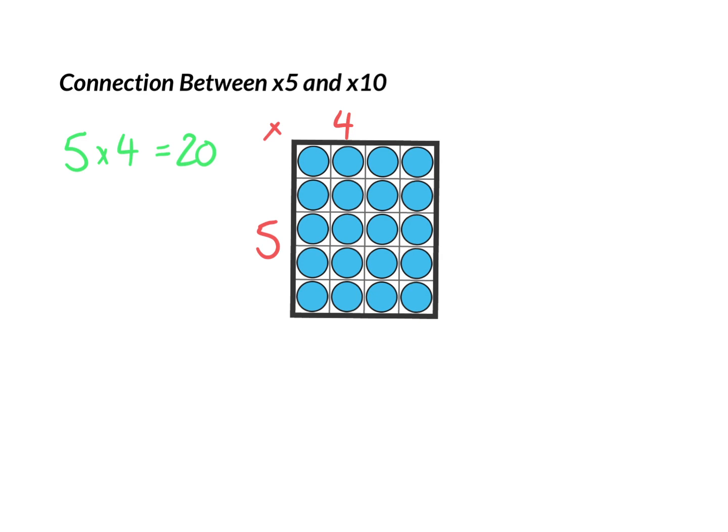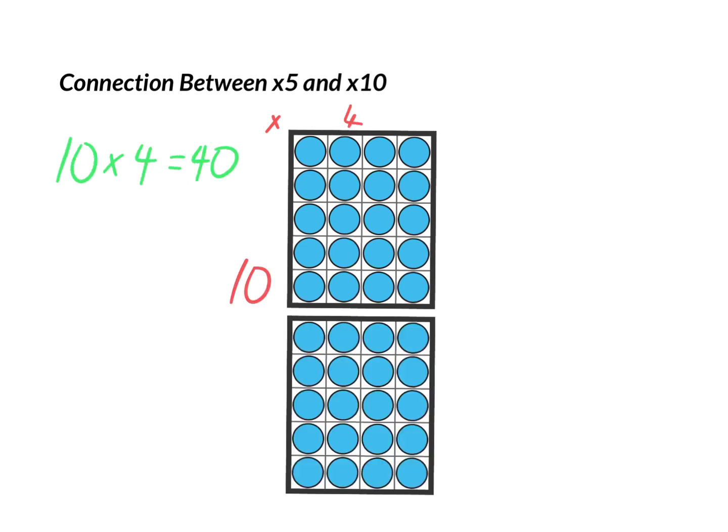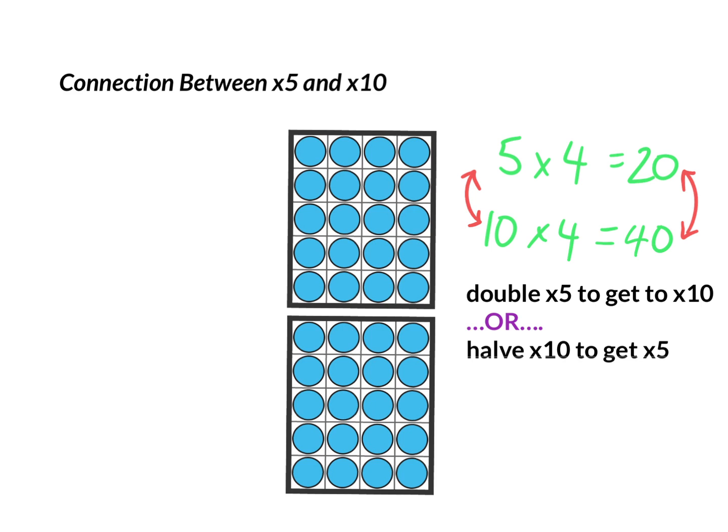Let's work through one more example. 5 times 4 is 20. 5 rows and 4 in each row is 20. 10 times 4 is 40. 10 rows of 4 in each is 40. If I know 5 times 4 is 20, then I know 10 times 4 must be 40. Because if I double my groups, I know that 5 times 4 is 20, double that, 10 times 4 must be 40.